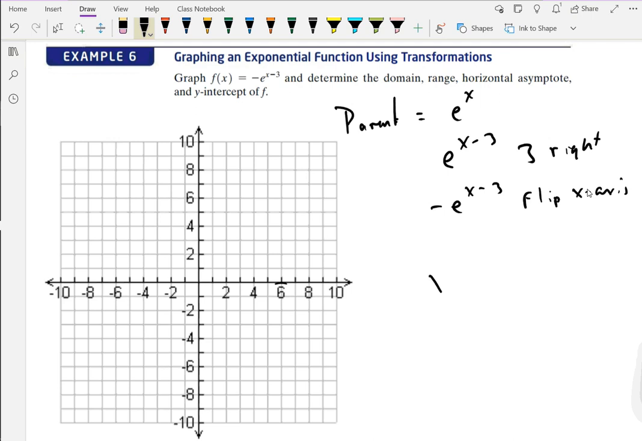Okay. Remember, if we think about x squared, go back to a function that we're familiar with. X squared looks like this. Negative of x squared flips over the y-axis and goes down. So we're going to do the same thing here with our parent function here with e.